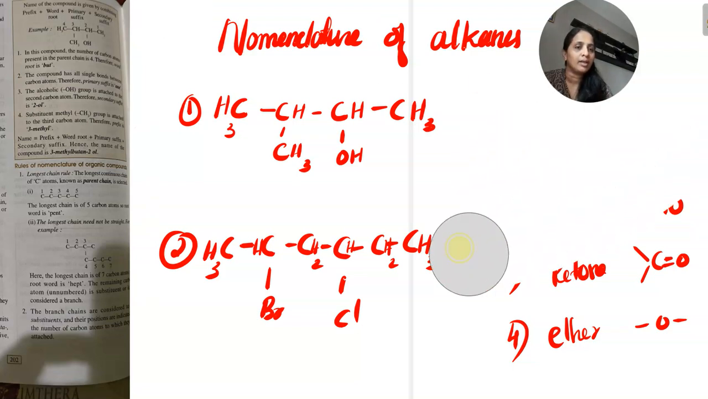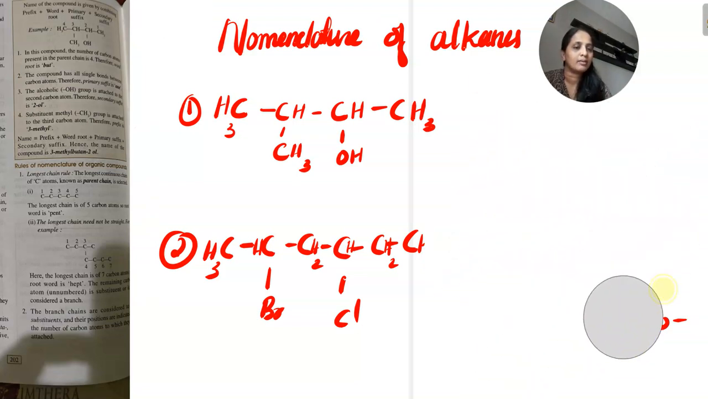So here in this first example, you can see the functional group OH, because it is an alcohol. OH group means it's an alcohol. So we can start numbering from here: 1, 2, 3, 4. So there are four carbons in the main chain.